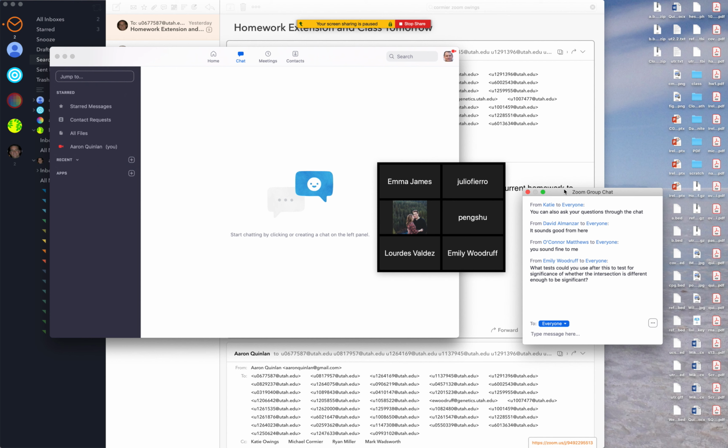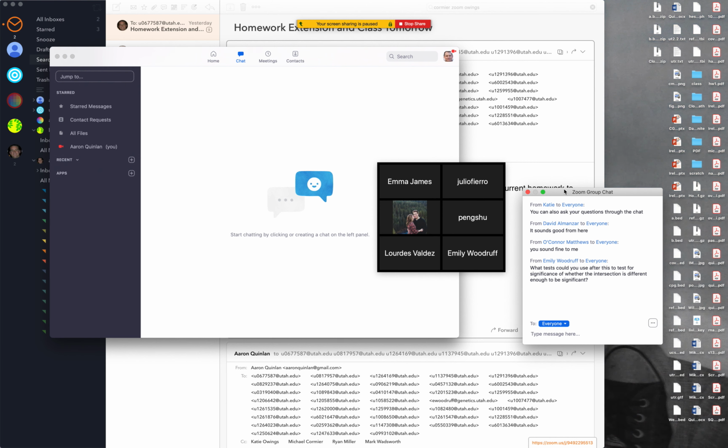What test could you use after this to test for significance of whether the intersection is different enough to be significant? Ah, okay. So basically, how do you know what the p-value is? Is that the question?